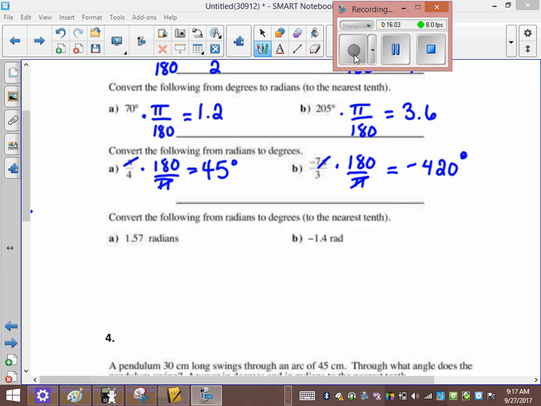Okay. Now, when it's 1.57 radians, I could have literally just put 1.57 as well, right? That's radians. Is there pi to cancel? No. So you're going to go 1.57, so times 180 over pi, because that's how you convert from radians to degrees. So you're literally just going to go 1.57 times 180 divided by pi. You have to put it in because I want it to the nearest tenth. So what's 1.57 times 180 divided by pi? Anyone get it? 90.0?